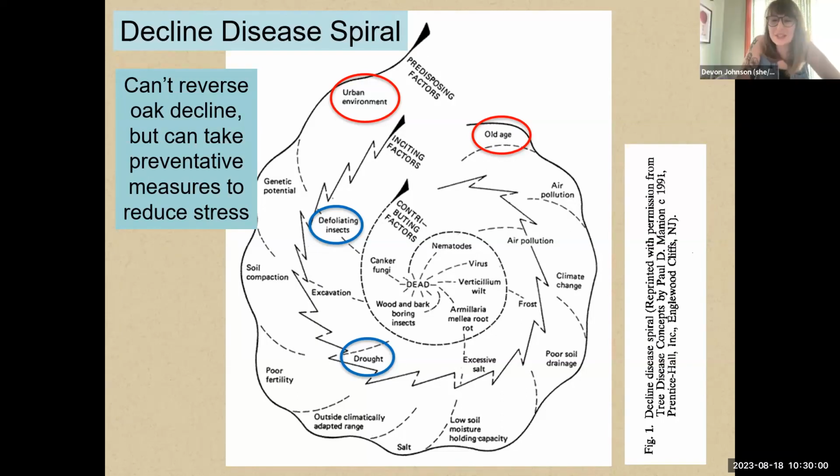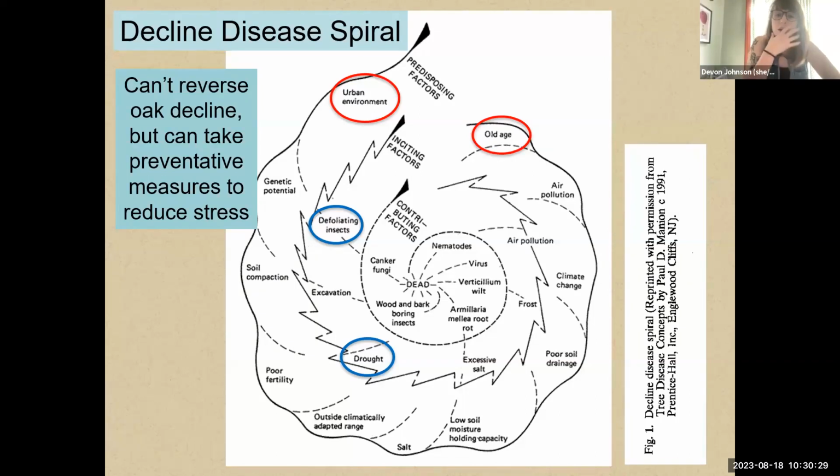Perfect. Okay. Another question about woolly oak gall. Is that a problem that you see? I don't know if I'm specifically familiar with woolly oak gall. I know there's a lot of galls out there, and I would certainly think that they're a stress factor. It's usually not something that's going to outright kill the tree, but you could definitely add it to this list of stress factors, probably an inciting stress factor.